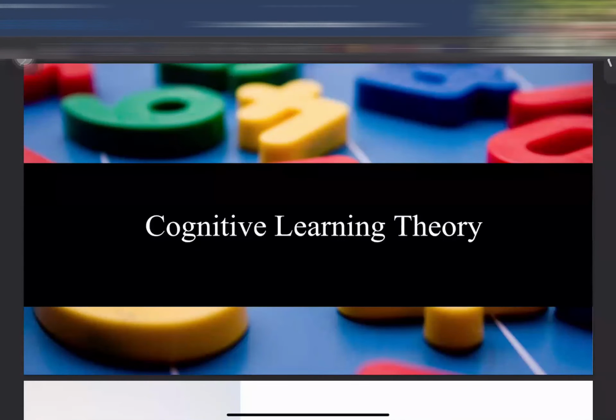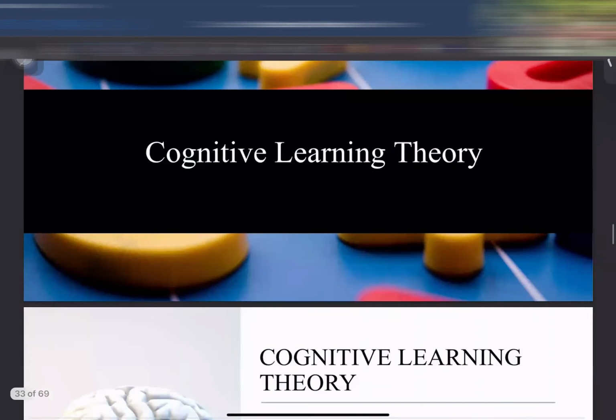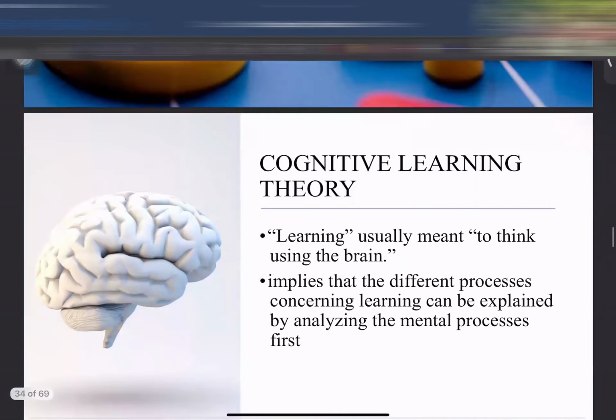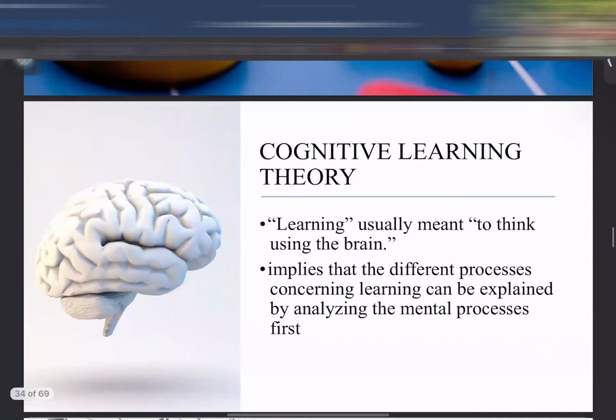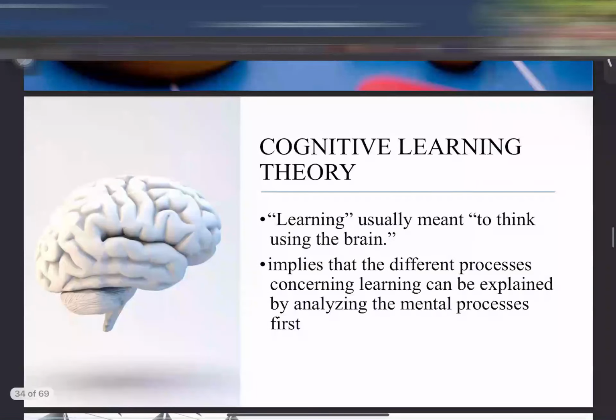Guys, the topic here that I'll be touching on is your cognitive learning theory. This is part of the theories that we are discussing as part of your nursing informatics course. Your cognitive learning theory says that learning usually means to think using the brain. And it implies the different processes concerning learning, which can be explained by analyzing the mental processes first.